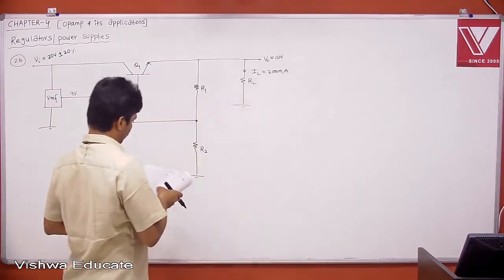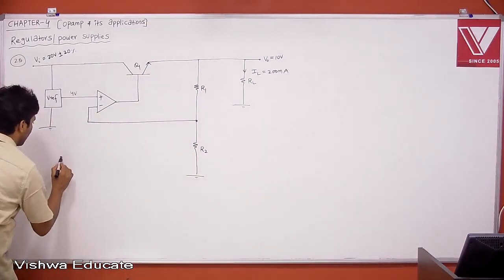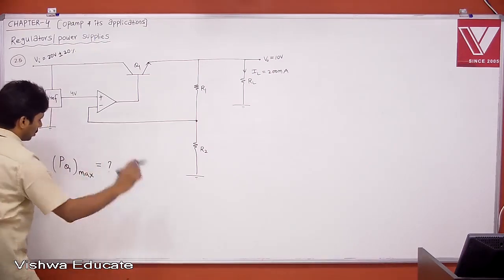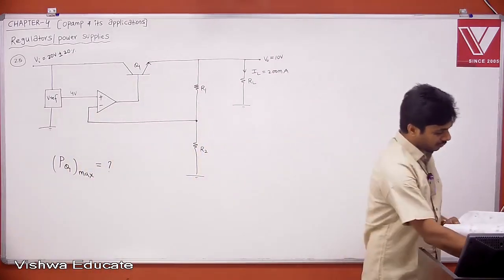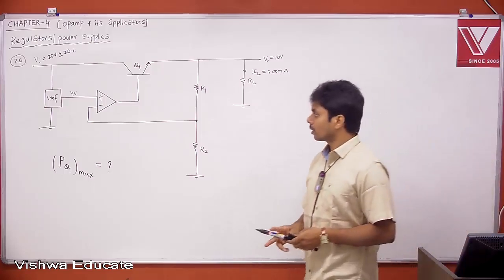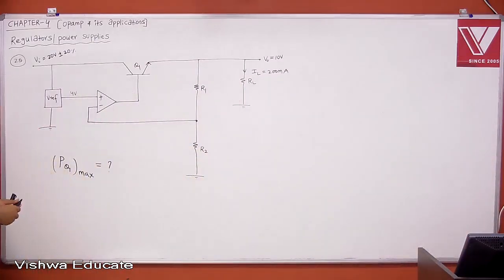Then the maximum power dissipated in the transistor, the power which is dissipated, and that too the maximum, is also fill in the blank. GATE 2015, 2 marks, set number 2. Now, he is asking what is the maximum power dissipation across the transistor Q1.